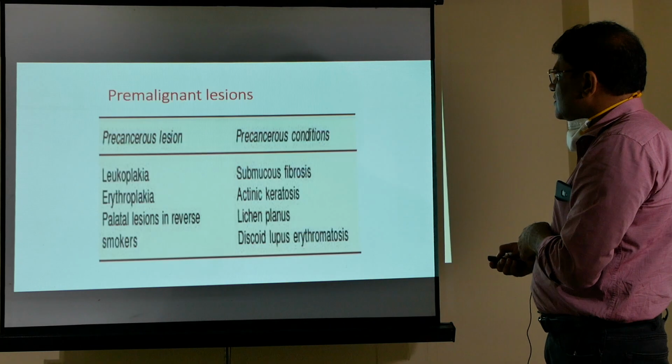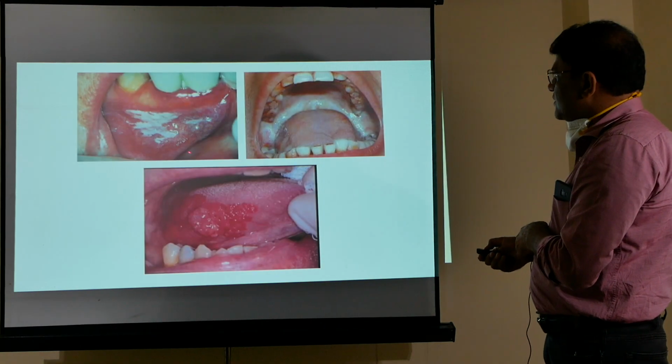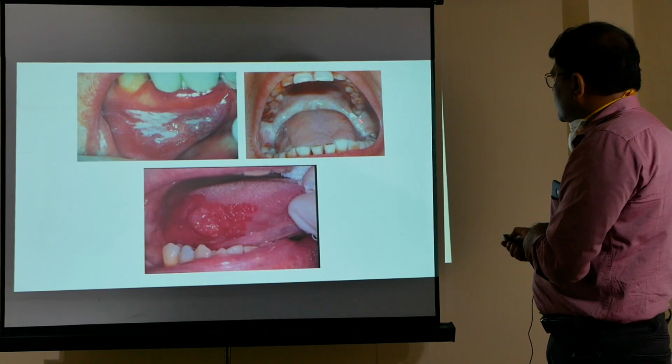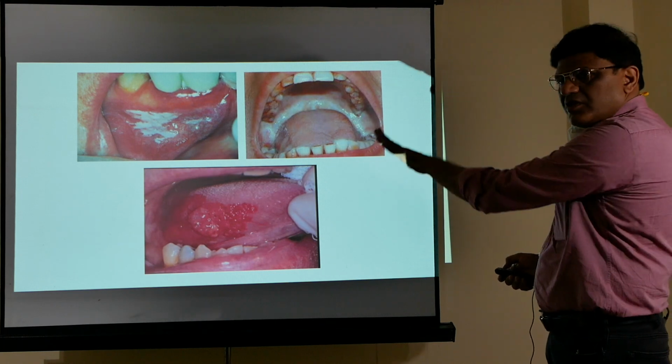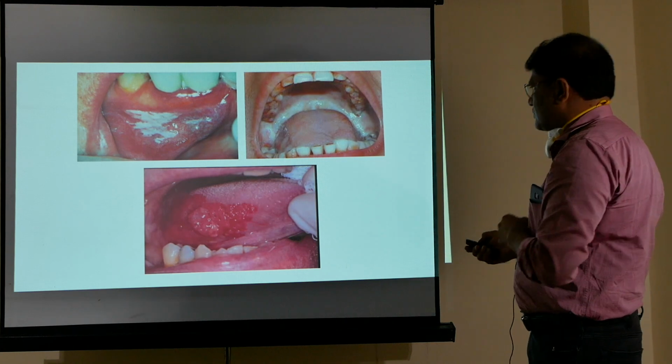Now you can see here, this is a leukoplakia, and just like leukoplakia, oral submucous fibrosis. This red lesion is known as erythroplakia. These all three are pre-malignant conditions, right?